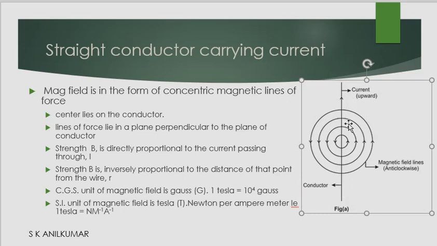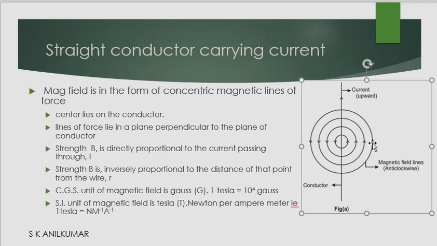The strength B is directly proportional to the current passing through. The current will decide how strong the magnetic force is. More the current, more the force. Strength B is inversely proportional to the distance of that point from the wire. If the point is near the wire, the strength is high. Inversely proportional means 1 by the distance.